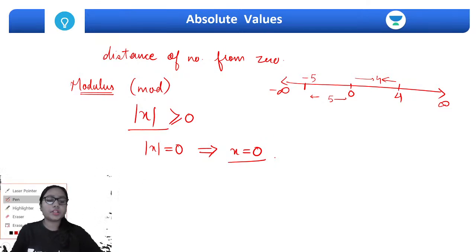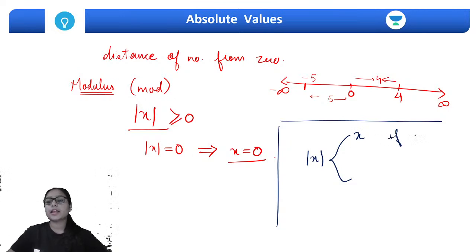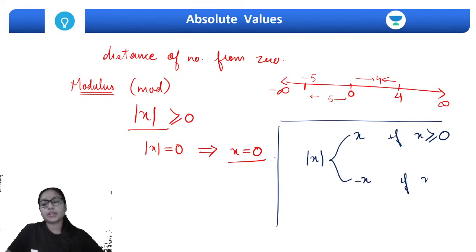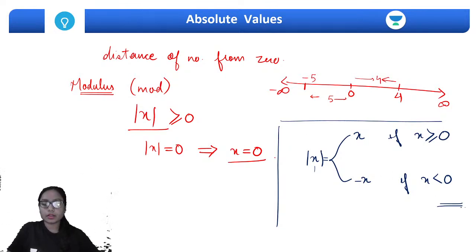Now, one important definition that we need to know: suppose mod x is given. Then this value will be x if x is greater than or equal to 0, and it will be minus x if x is less than 0. Whatever value you give to x in this absolute value function, the output will always be positive. That is why we separate it in two cases: when x is positive it remains positive, and when x is negative it becomes positive. I hope this definition is clear. Please give me a thumbs up or say yes or okay in the chat box if it is clear.